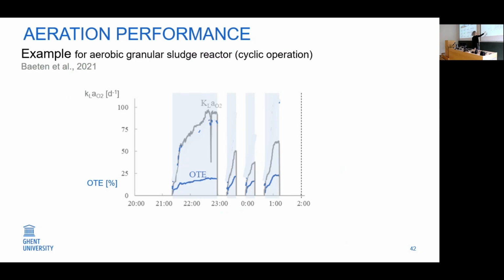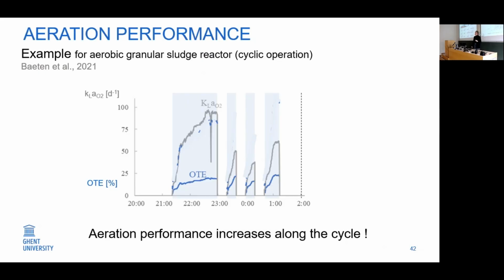And we were able to calculate these characteristic parameters for an aerobic granular sludge reactor, and we saw, this is quite interesting, that they increased during an aeration phase. Blue is the aeration phase. So that means that the aeration performance increases along the cycle. Of all the oxygen that you put in the system, more will be used efficiently along the aeration cycle. I will come back to this.